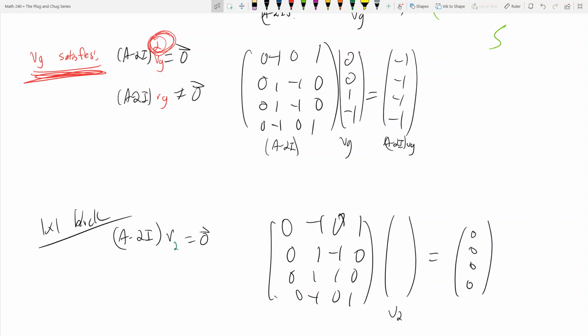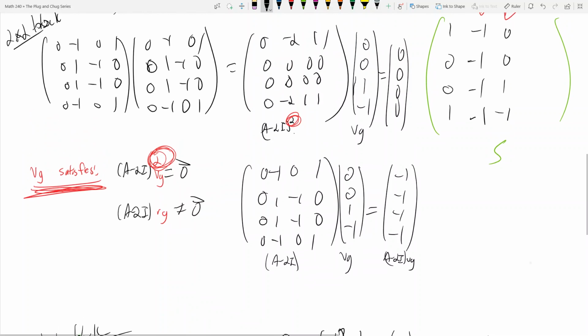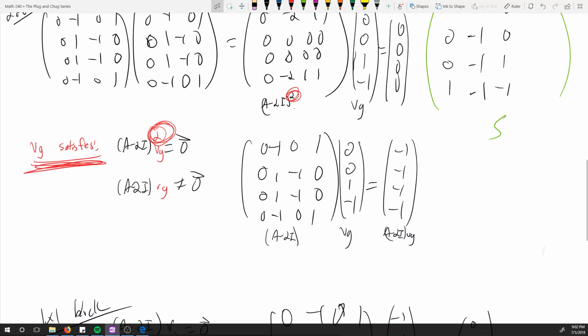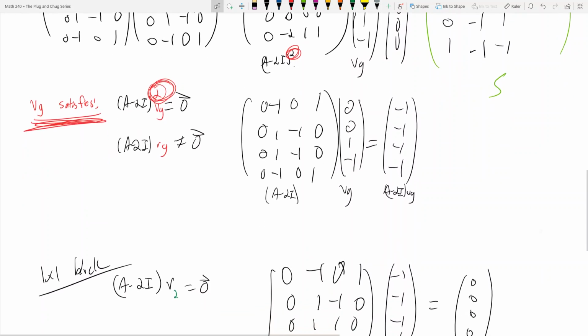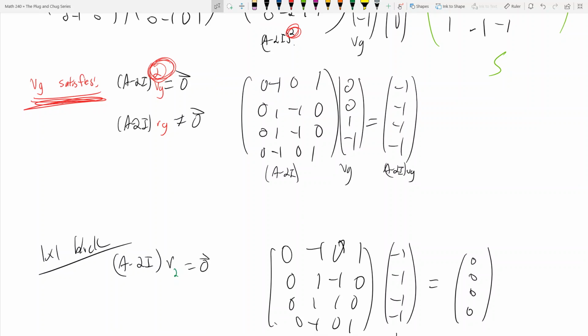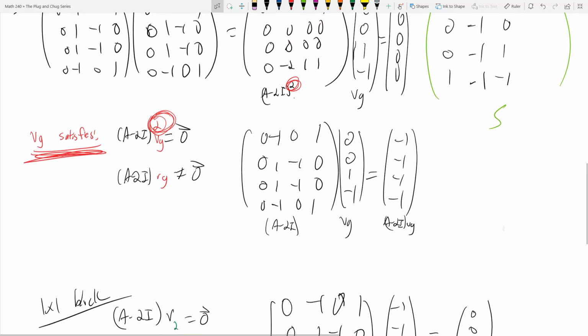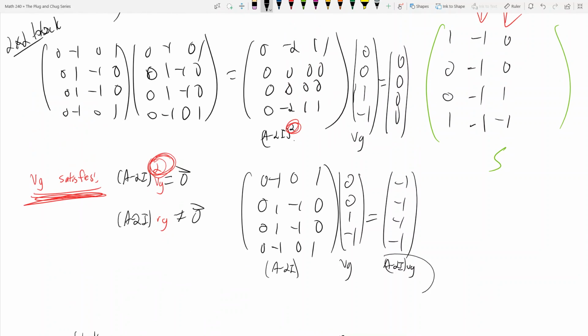But it's so tempting to just say, oh, I found it. Because it actually works, right? -1, -1, -1, -1. This works. This guy right here is actually an eigenvector. It just happens to also be a generalized eigenvector.